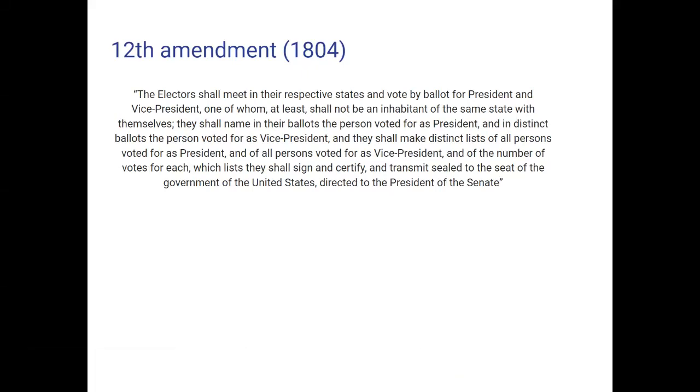All right, we're going to check out three amendments that made changes to the presidential election process. For each, I included the date in which they were officially ratified.